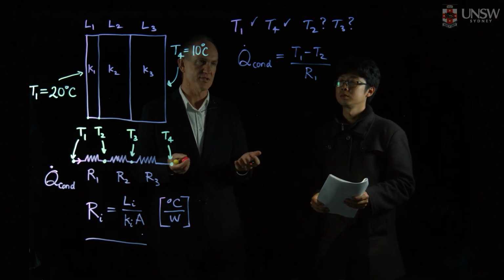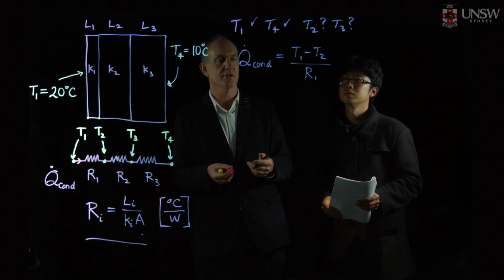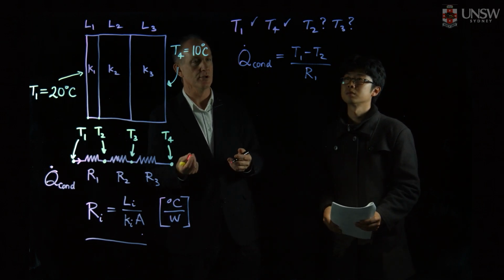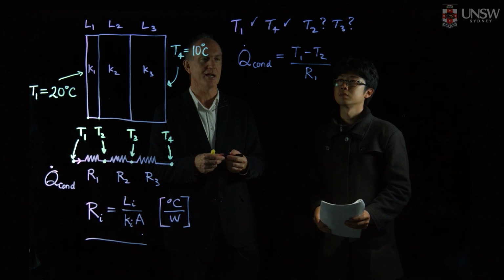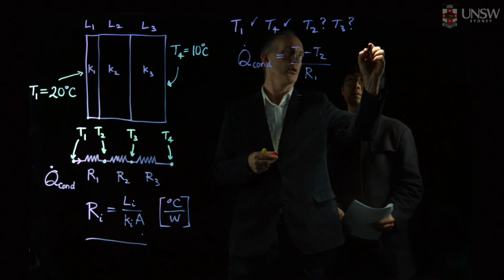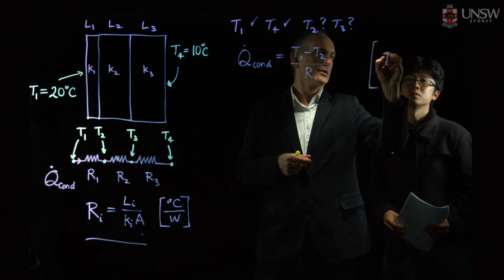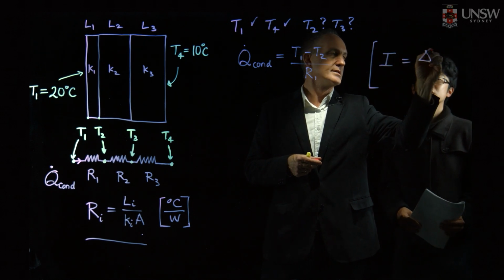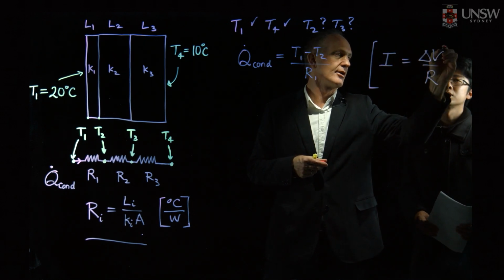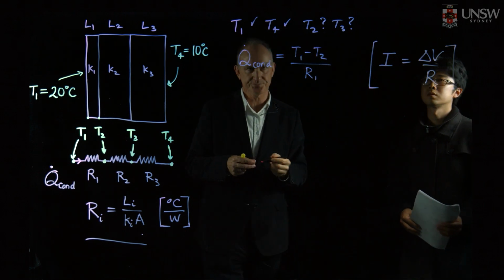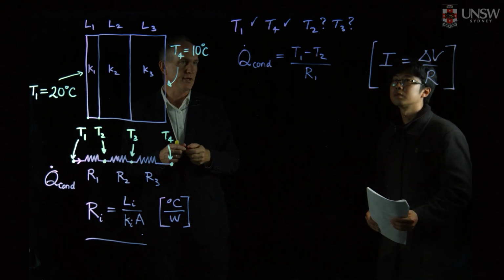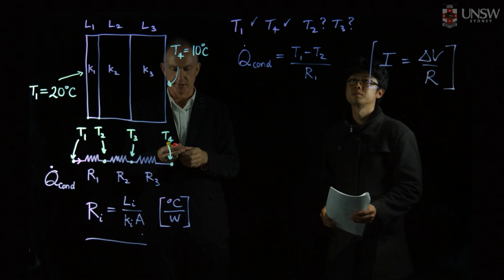Delta T corresponding to delta voltage, change in voltage. Q dot conductivity is corresponding to current. So that would be, oh, I can't resist, I'm going to write it. I equals delta V over R. There's our electrical analogy. So all we're going to do now is rearrange our thermal equation.